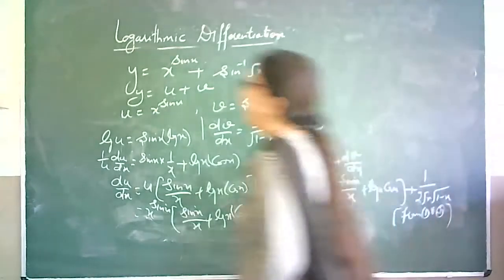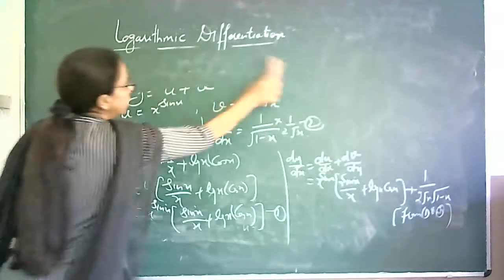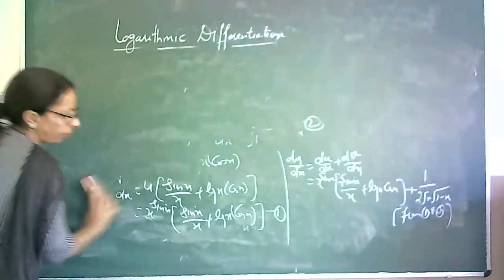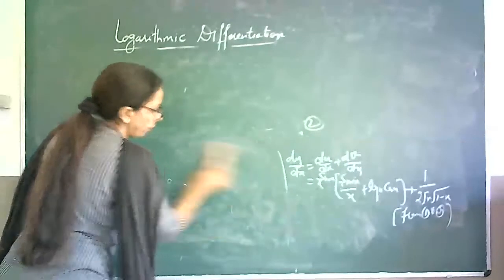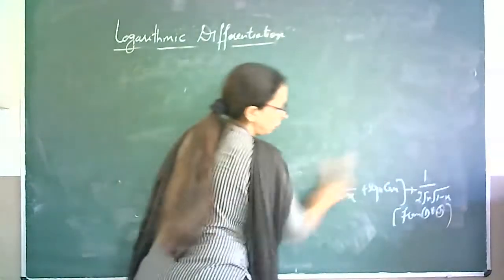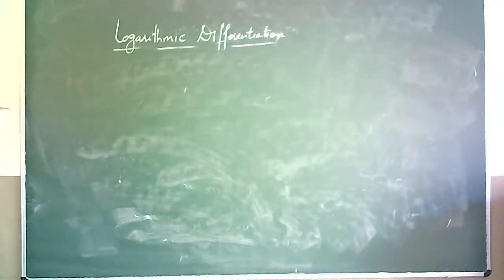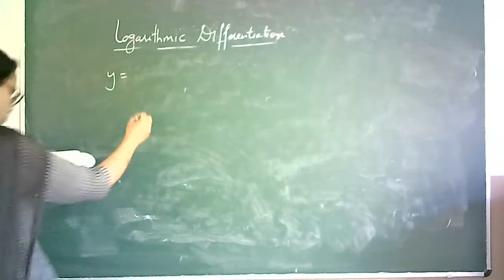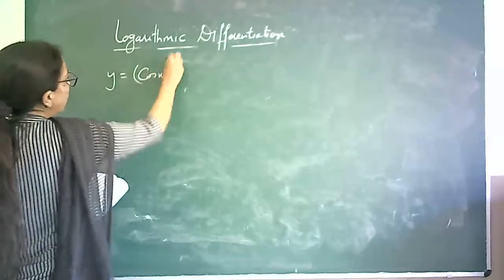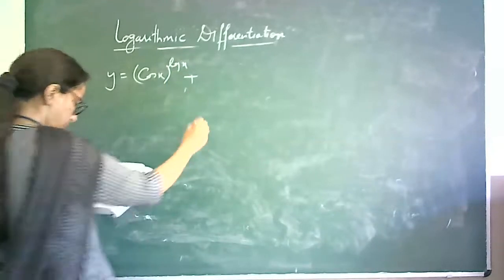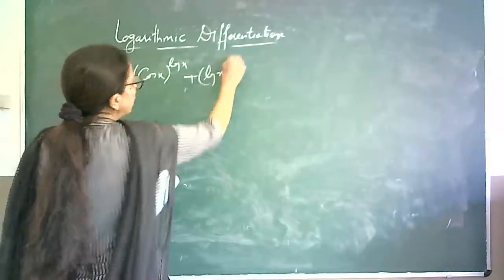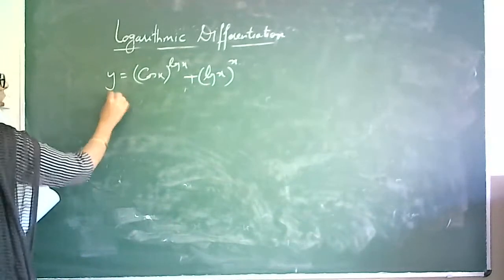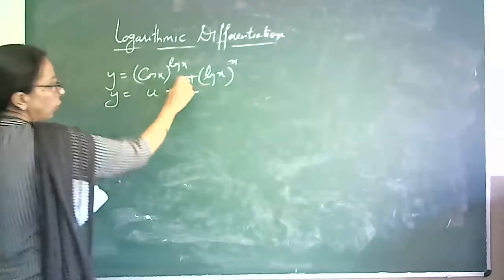Right, another question we have of this differentiation is, whenever we have a question of the type, sometimes we have a question y is equal to cos x raised to power log x plus log x raised to power x. So here also children will be taking log, but log will be taken separately because the plus sign is there.